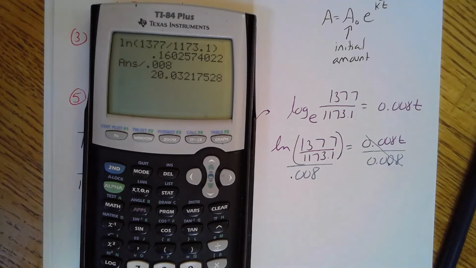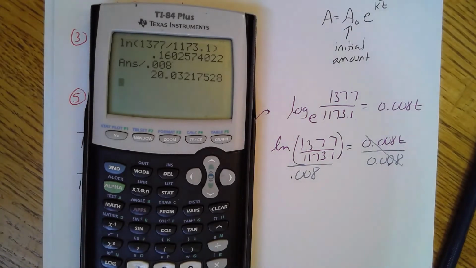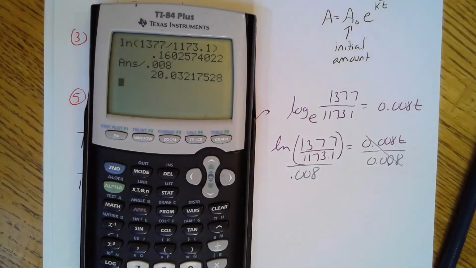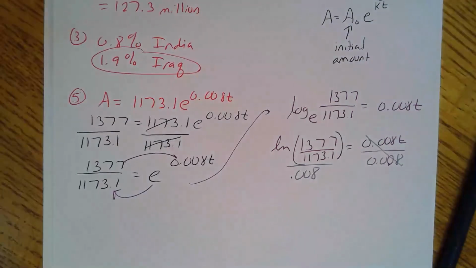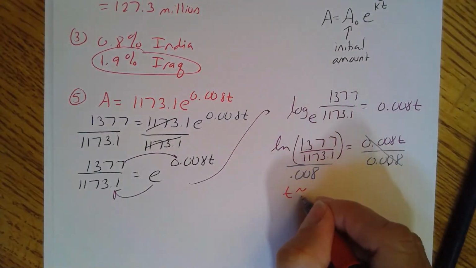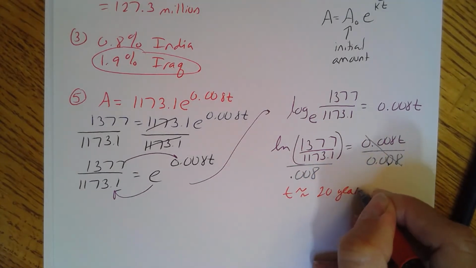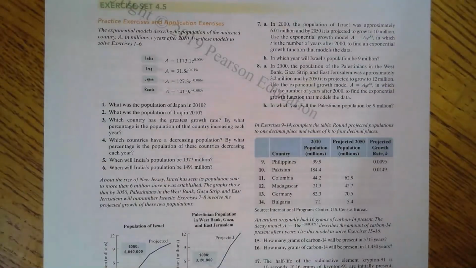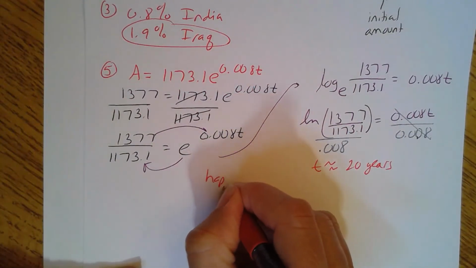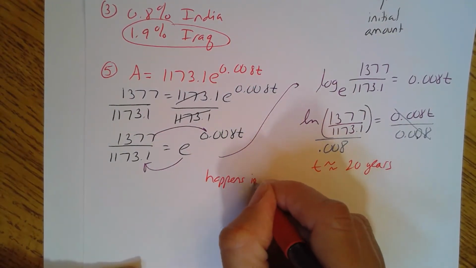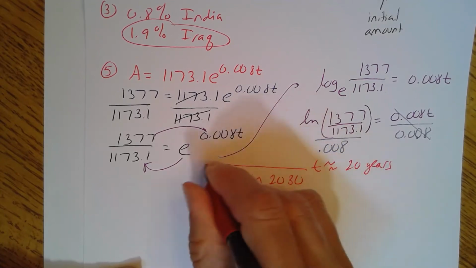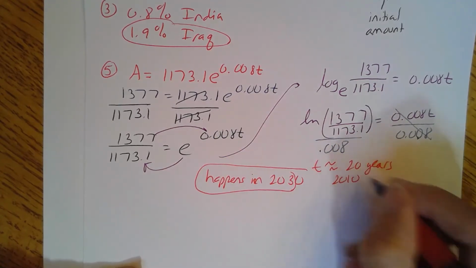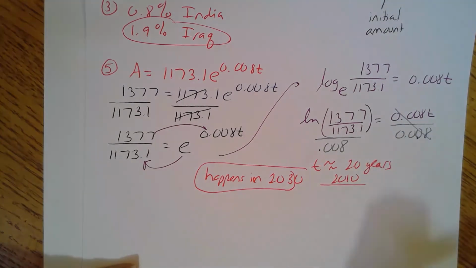And so let's round to the whole year, so approximately 20 years. So it's going to take approximately 20 years for the population to reach that. Now what did it ask for? It said, when will India's population be that? Since this started in 2010, this will happen in 2030. Why? Because our formula started in 2010, add that together, and it would happen in 2030.